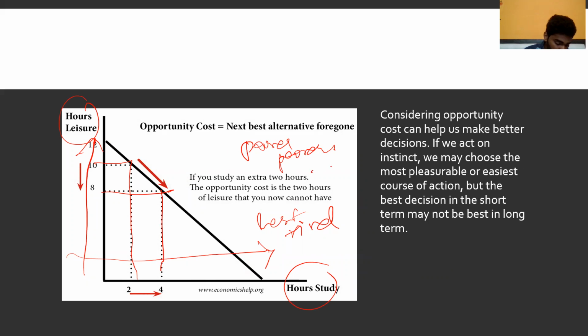If you study an extra 2 hours, the opportunity cost is the 2 hours of leisure that you cannot have. If we study 2 hours from the leisure time, those 2 hours are now used to study. The opportunity cost here is these 2 hours of time, which cannot be gotten back.